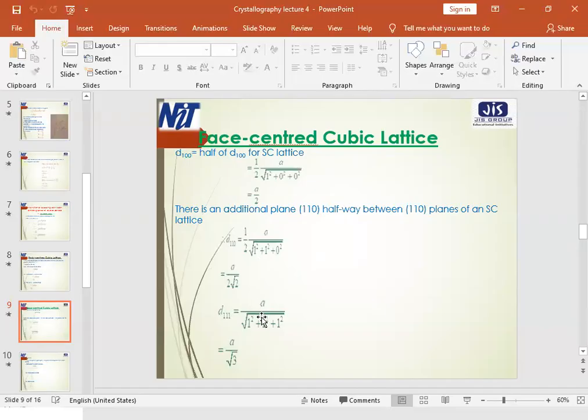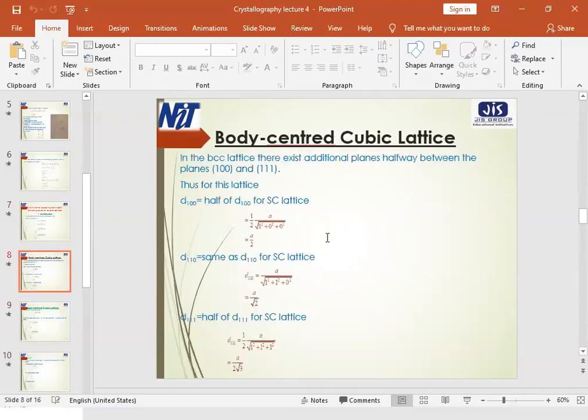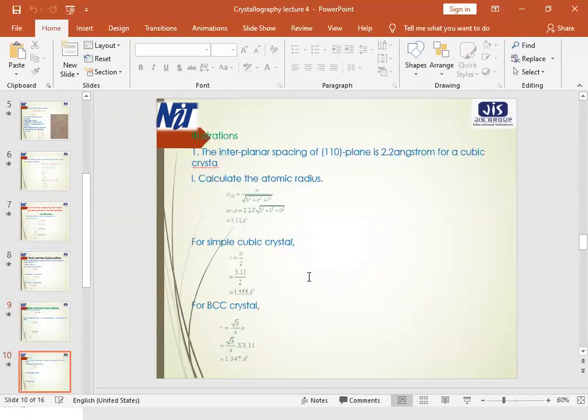So this will be a by, the values of h, k, l are 111, so a by root 3. Thus we have calculated the interplanar spacing between the lattice planes of a cubic lattice: here for simple cubic lattice, here for body centered cubic lattice, and again here for face centered cubic lattice. Now let us solve some numerical problems so that we can understand it correctly.